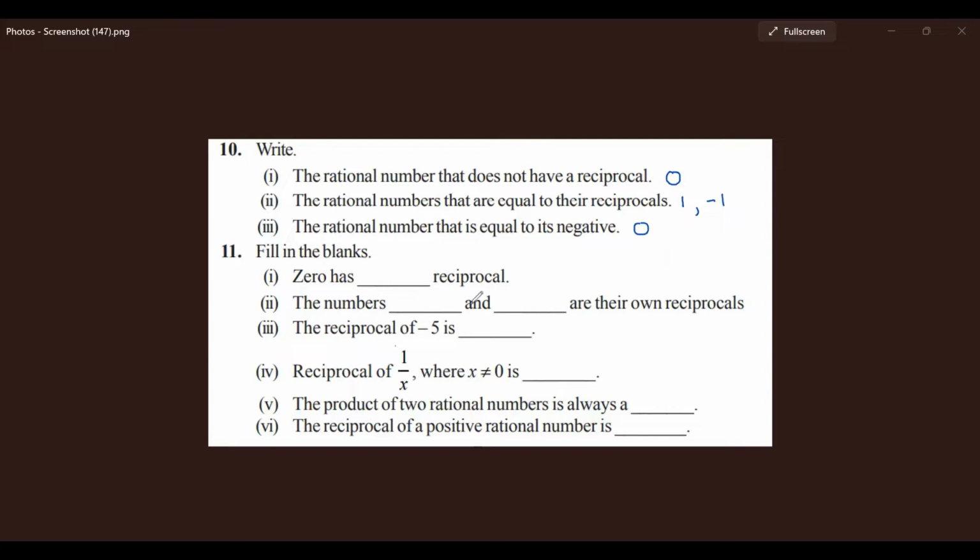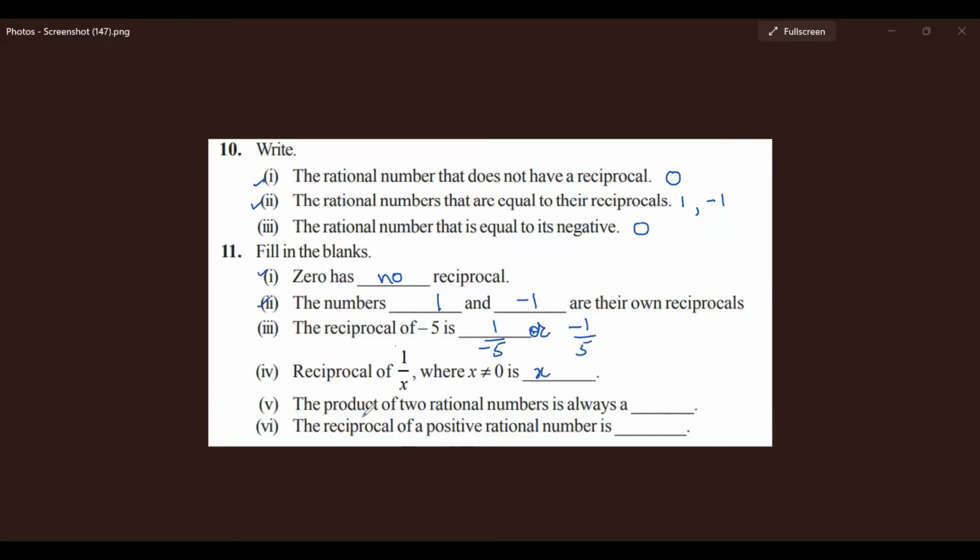Let's see the 11th, the last question of this exercise. 0 has dash reciprocal, it has no reciprocal. The numbers dash and dash are their own reciprocals: 1 and -1. The second part is the same. First part is the first part of this, second part is the second part of 11th. Now the reciprocal of -5 would be 1/-5, or you can write it like this also. Reciprocal of 1/x would be x.